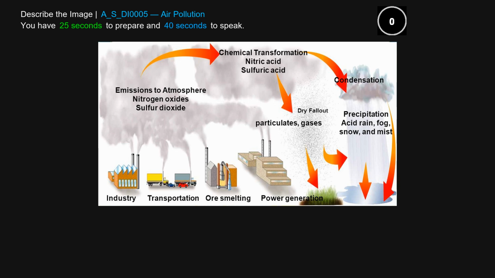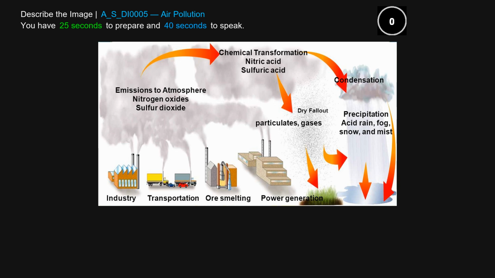The picture is about chemical transformation in nitric acid and sulfuric acid. From the picture it is evident that there is precipitation, acid rain. It's also evident that there is emission to the atmosphere, nitrogen oxide and sulfur oxide. Moreover, industries, transportation and power generation are also present in this picture. The biggest element is industry and the smaller element is transportation. Overall, the picture is very informative about the chemical transformation of nitric acid and sulfuric acid.